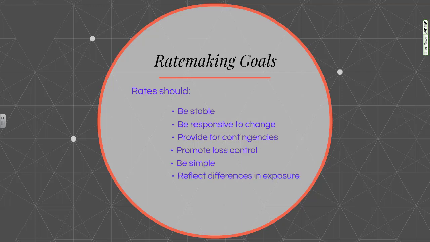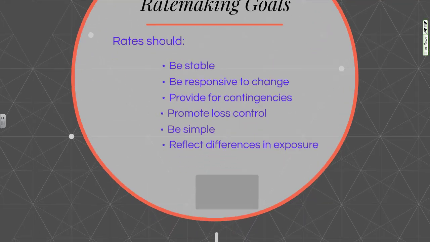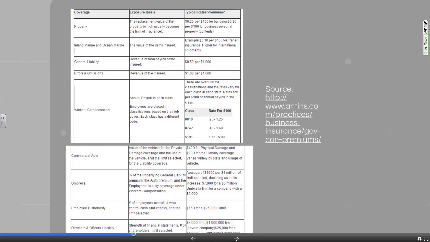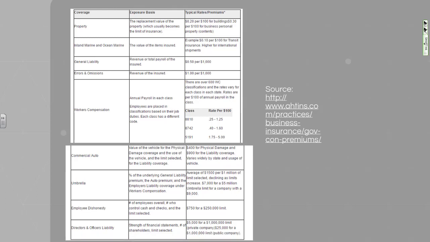And rates should reflect differences in exposure. Similar to being responsive to change, rates should be reflective of the riskiness of the underlying insured. So property owners living on the coast of Florida should have to pay more for their wind damage coverage generally than property owners living in central Georgia. This insurance company, AHT Insurance, publishes these examples of insurance coverages, their exposure basis, and typical rates or premiums on their website. Let's look a little more closely at each one.